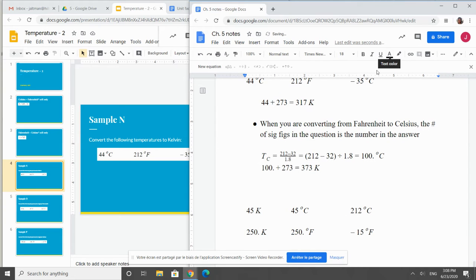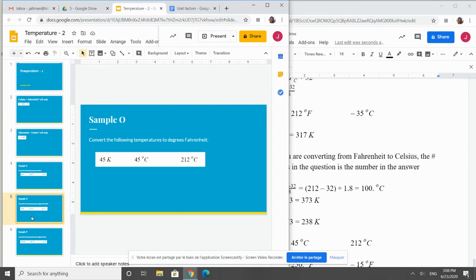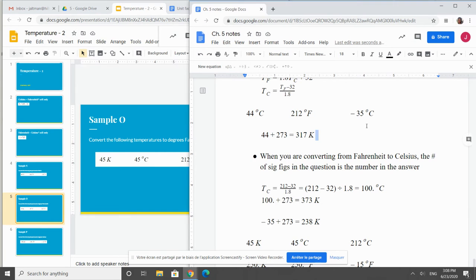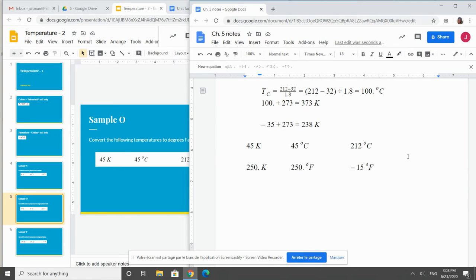And for the next one, it's already in degrees Celsius, so just negative 35 plus 273. And I got 238 Kelvin. Let's take a look at the next type of example where we will be converting all of these to Fahrenheit. I'm going to just go ahead and copy paste the equations a little bit lower so I can just reference them as I do the following questions.